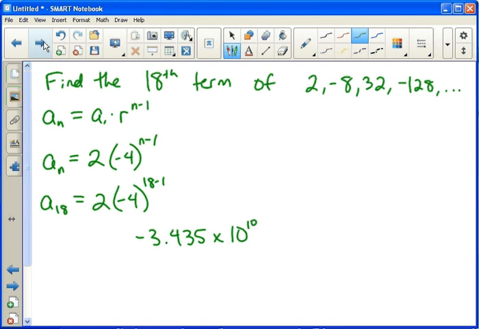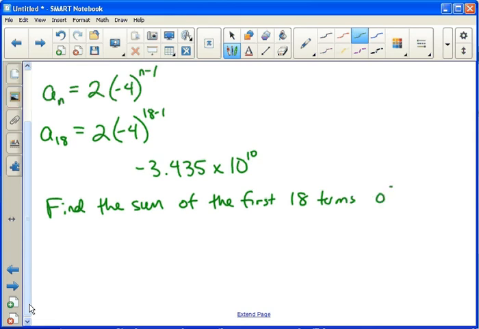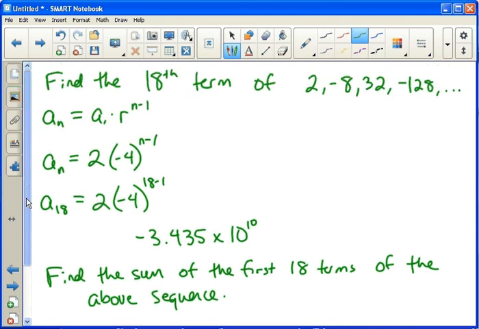Okay, and the last thing we need to talk about is finding the sum. So let's find the sum of the first 18 terms of the above sequence. Please make sure you read things carefully. Our first example just wanted to know what the 18th term was. Just wanted to know, if you list out the numbers, what is that 18th number? This is asking us to add up all of those 18 numbers.